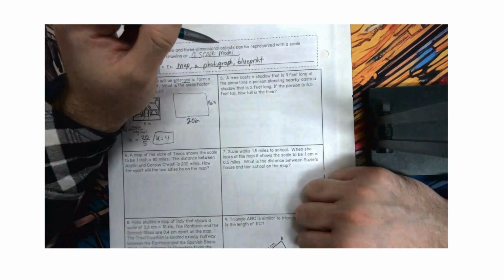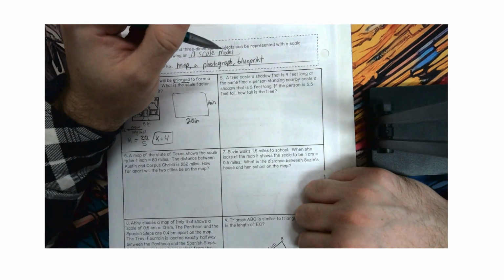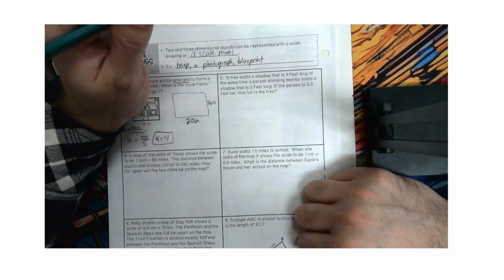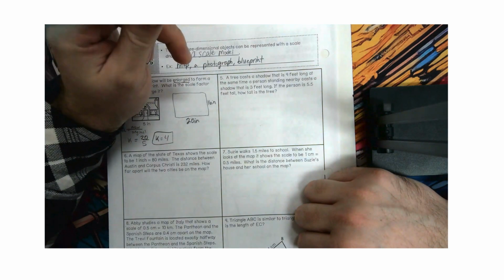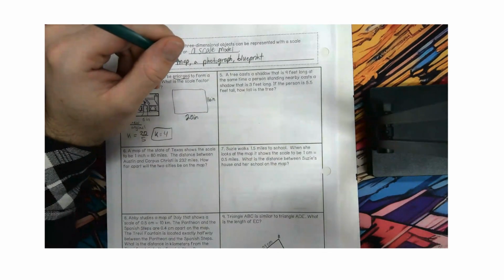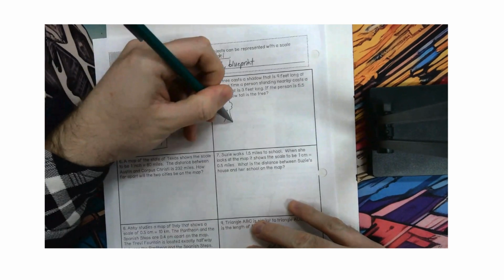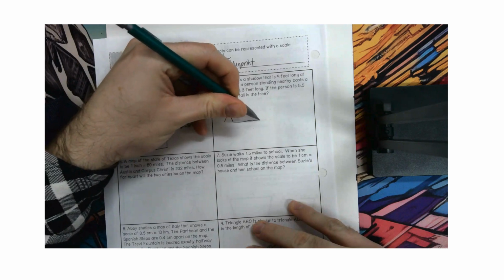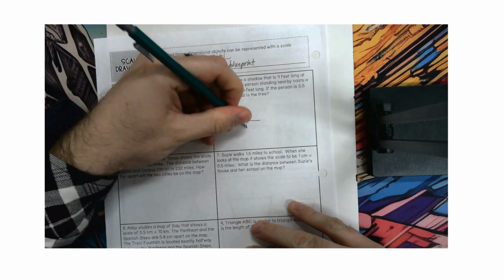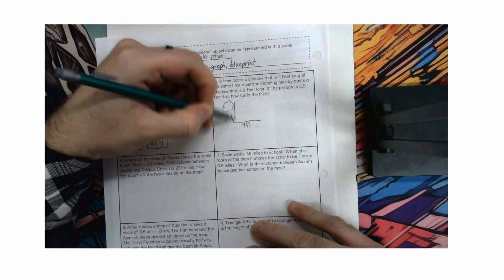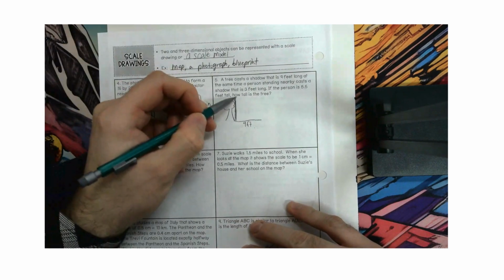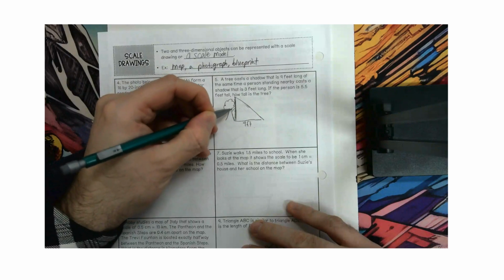All right, number 5. A tree casts a shadow that is 9 feet long at the same time a person standing nearby casts a shadow that is 3 feet long. If the person is 5.5 feet tall, how tall is the tree? So we can actually draw triangles to show this representation. So if we have a tree, right, its shadow would kind of be going this way. We're told it's 9 feet long. We don't know how tall the tree is, so that's my X.